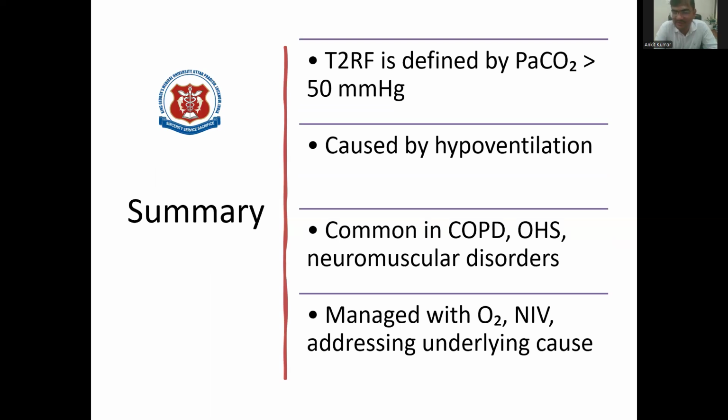Let's summarize my presentation. What is type 2 respiratory failure? Type 2 respiratory failure is CO2 retention, which is defined by a high CO2 level of more than 50 millimeters of mercury. It is caused by hypoventilation, and the common causes are COPD, obesity hypoventilation syndrome, and neuromuscular disorders. Type 2 respiratory failure is managed with oxygen, NIV, bronchodilators, and obviously addressing the underlying cause.